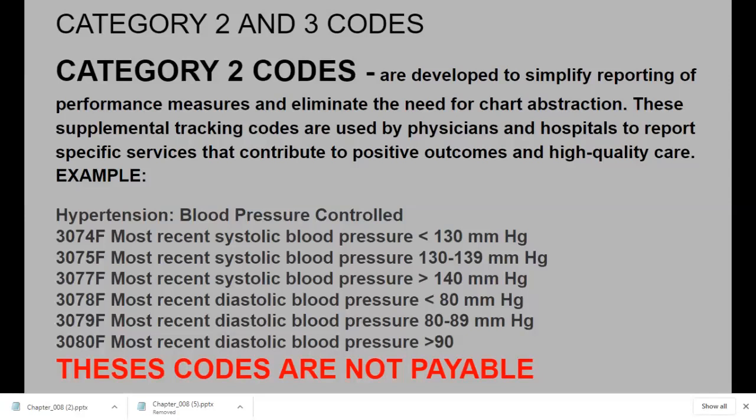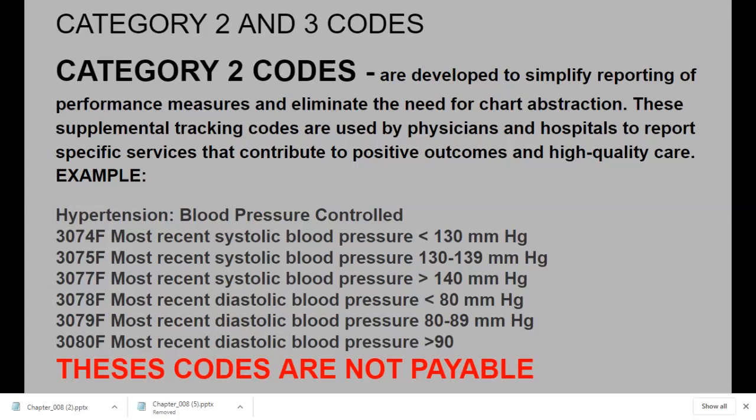So let's talk about category 2 and 3 codes. Category 2 codes are developed to simply report performance measures and eliminate the need for chart abstraction. These supplemental tracking codes are used by physicians and hospitals to report specific services that contribute to positive outcomes and high quality care. Here's an example: hypertension, blood pressure controlled. 3074F, most recent systolic blood pressure, and then it gives you the numbers. These codes are not payable.